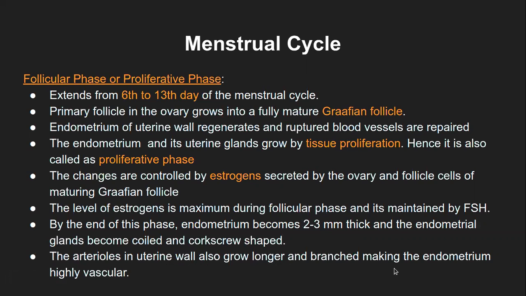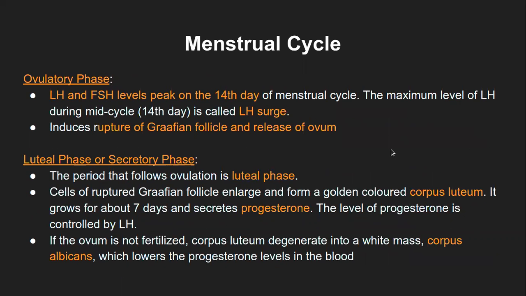Because the endometrium is one of the most important tissues to receive the zygote that is fertilized, and that is why it has to provide sufficient nutrition. So sufficient blood has to be there, and that's why it is highly vascular. So that is the follicular phase.